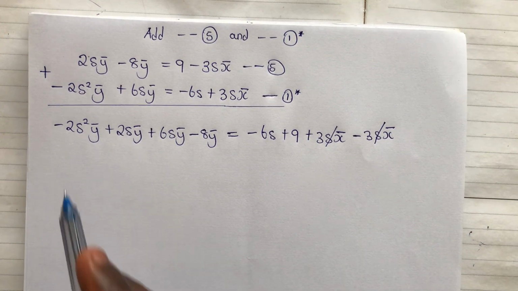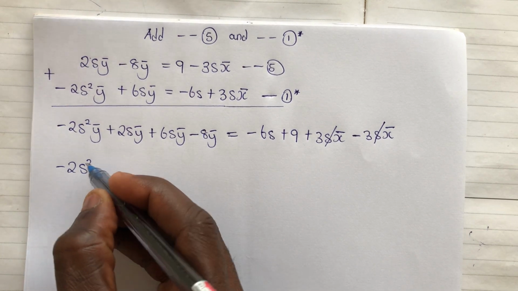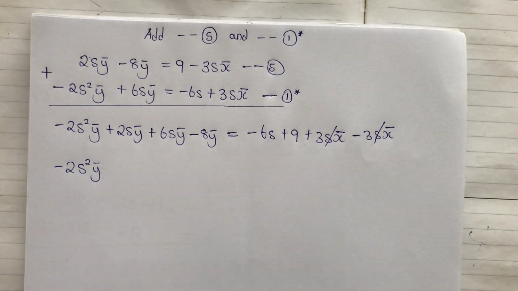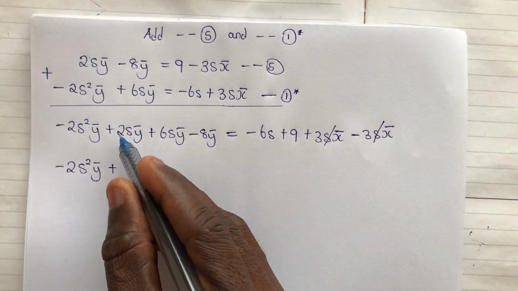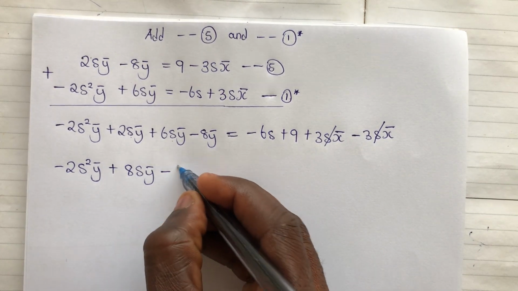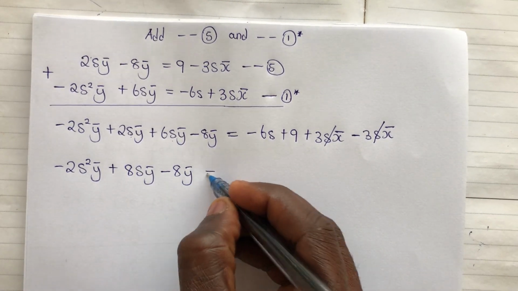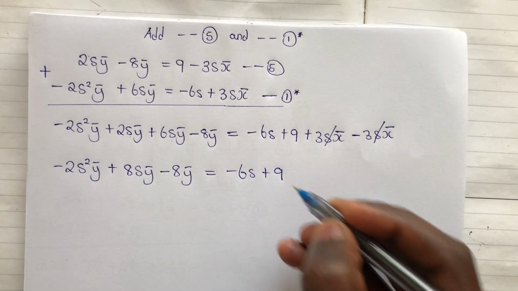Okay, so now let's group this very well. We have minus 2s square y bar. Watch, this and this are the same, so we have plus 2 plus 6. We have 8s y bar minus 8y bar, giving us minus 6s plus 9.